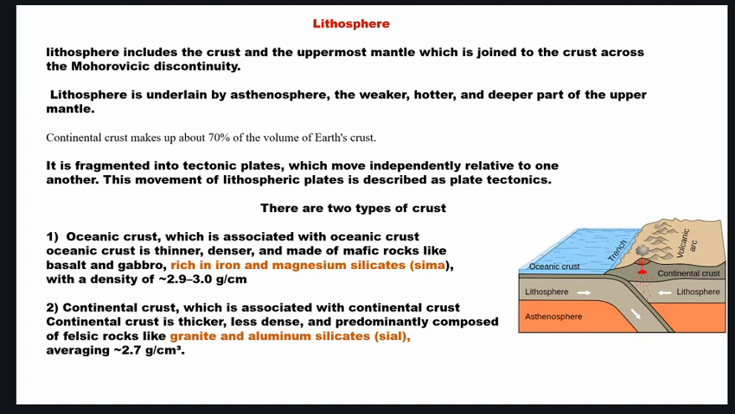I've already described that the oceanic lithosphere is made up of basalt and gabbro. Those are highly dense rocks, rich in iron and magnesium. While the continental crust is rich in feldspars, muscovite, and so on, because they are very light. They are not heavy minerals.